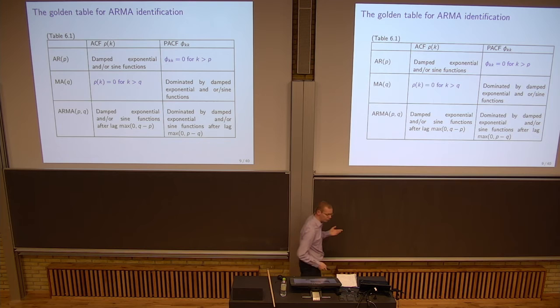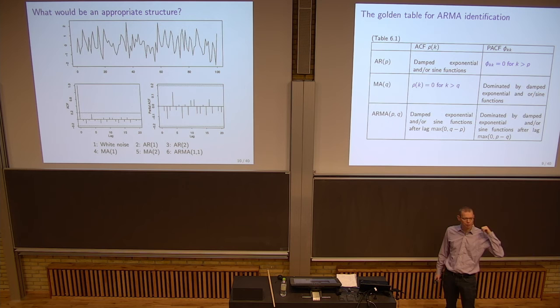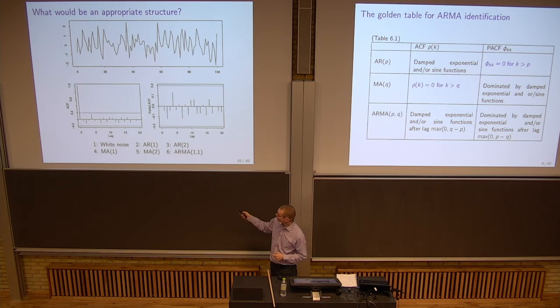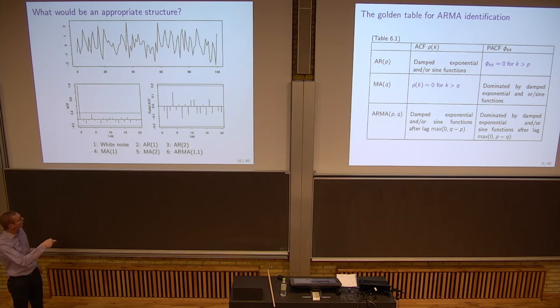So what I want to do now is to show you some examples. I've frozen the slide from just before, so that you can see here the time plot of what we have. Then we have the autocorrelation function of the data from up there and the partial autocorrelation function of the data up there. What I want you to do is to look at the list down here of possible models and think of what this could actually be.